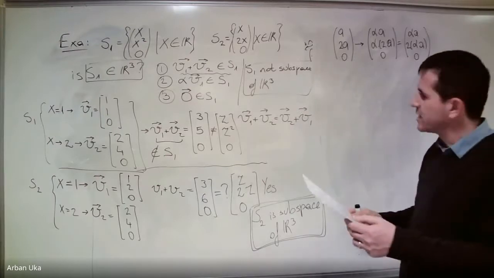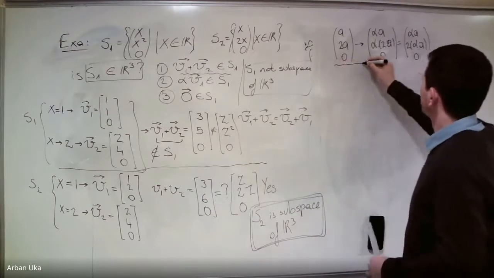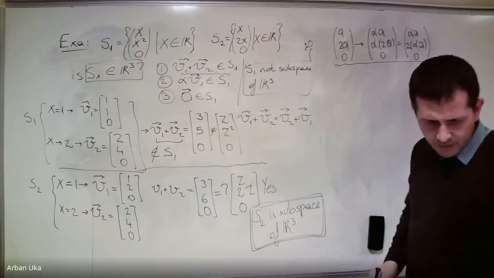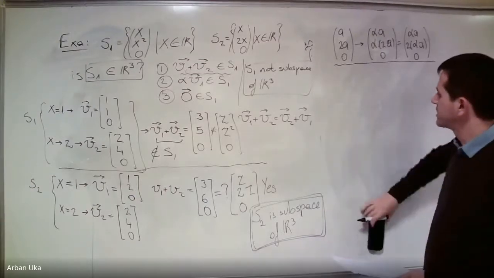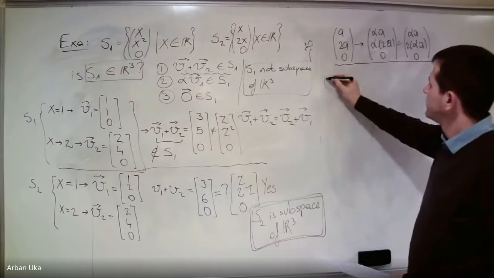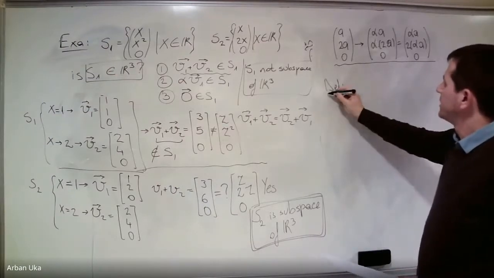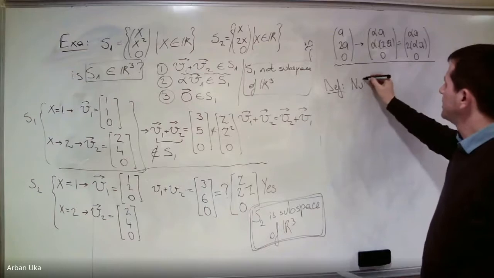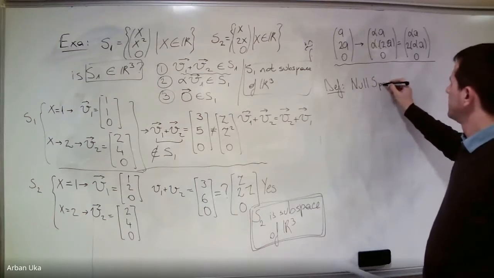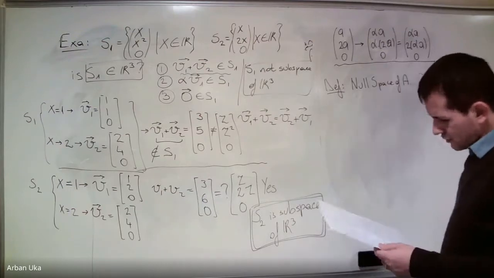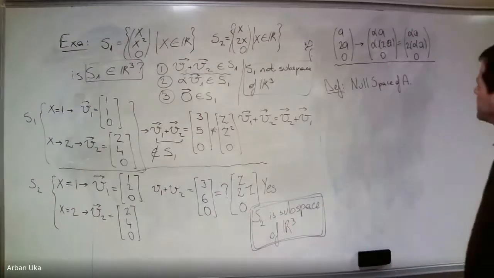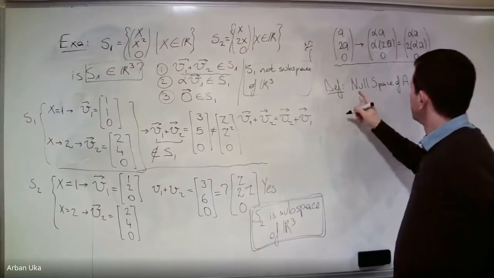Well, now we have a new definition. These were some examples of spaces and subspaces, and this is not all, we're going to see a few more examples. But let's give a new definition, and the definition we want to talk about is the null space of matrix A. Let's see for a moment, what is the null space?